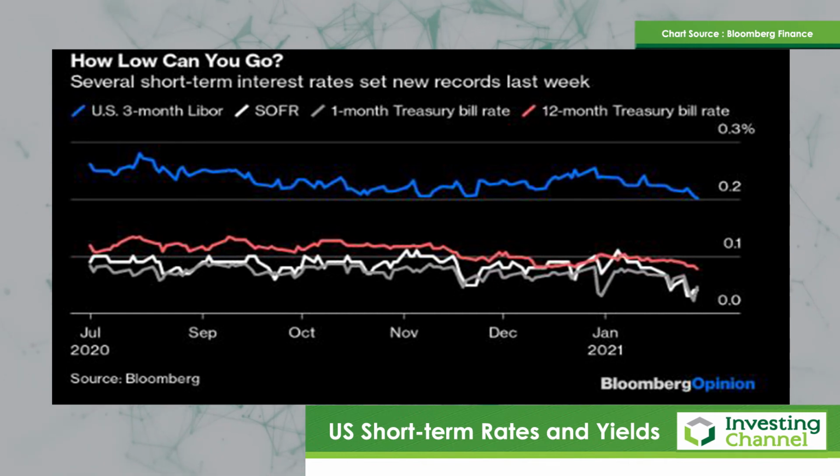And as one can see, whether it's the 3-month LIBOR rate, whether it's the secured overnight financing rate, whether it's treasury bill rates, these are all trending lower because of the excess liquidity in the system, and the Fed's promise basically to do that.